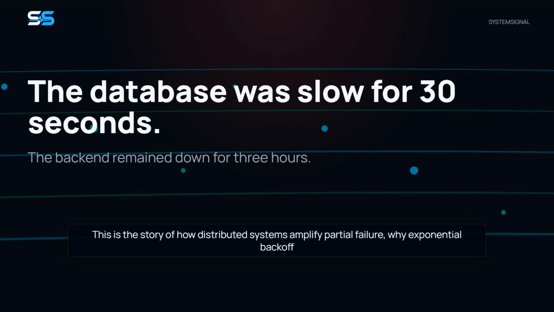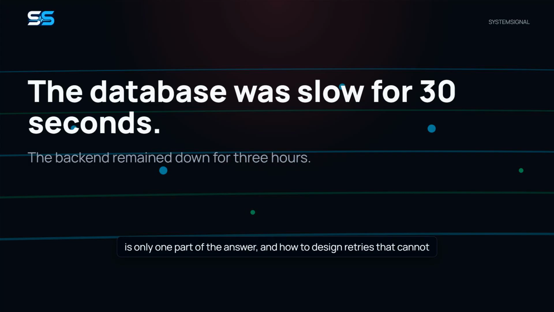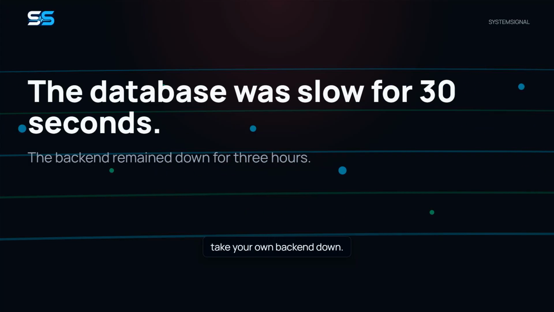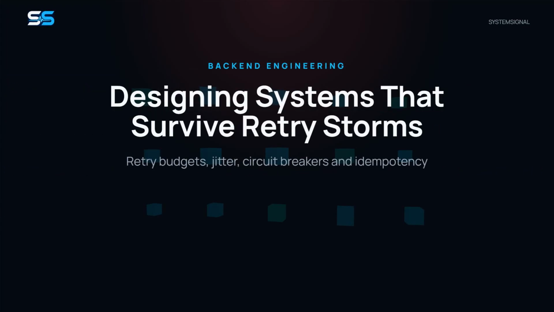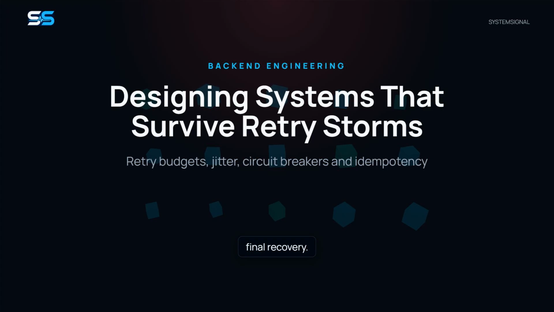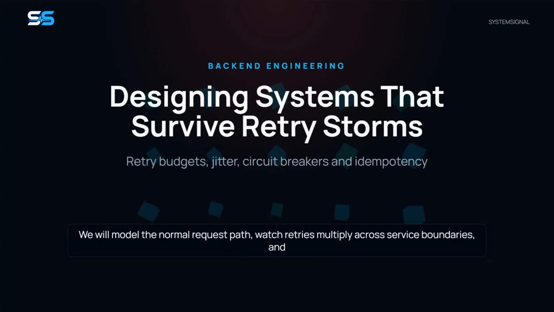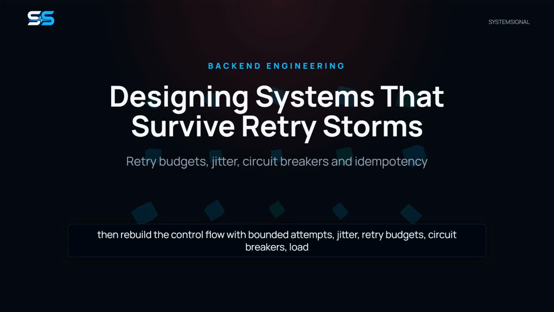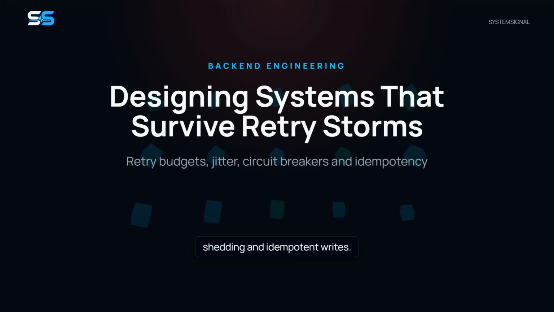This is the story of how distributed systems amplify partial failure, why exponential backoff is only one part of the answer, and how to design retries that cannot take your own backend down. This SystemSignal visual breakdown follows the incident from the first slow query to the final recovery. We will model the normal request path, watch retries multiply across service boundaries, and then rebuild the control flow with bounded attempts, jitter, retry budgets, circuit breakers, load shedding, and idempotent writes.